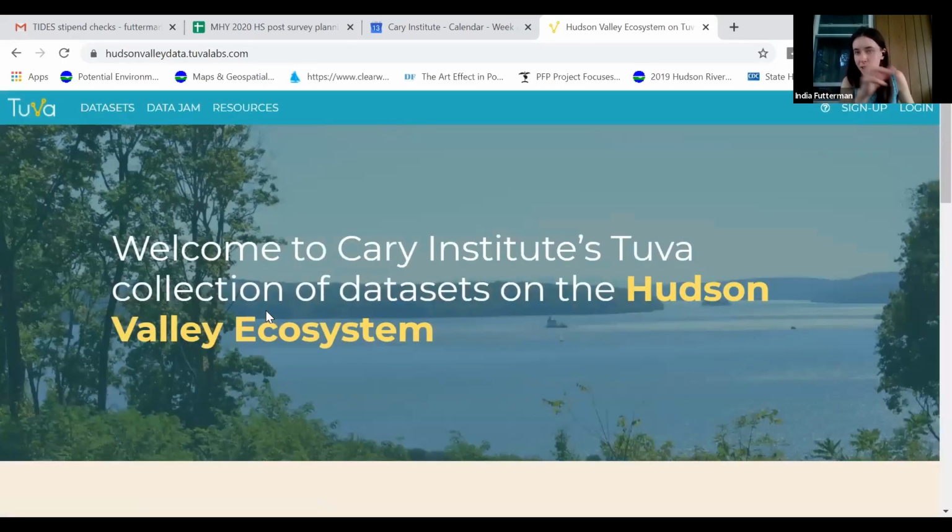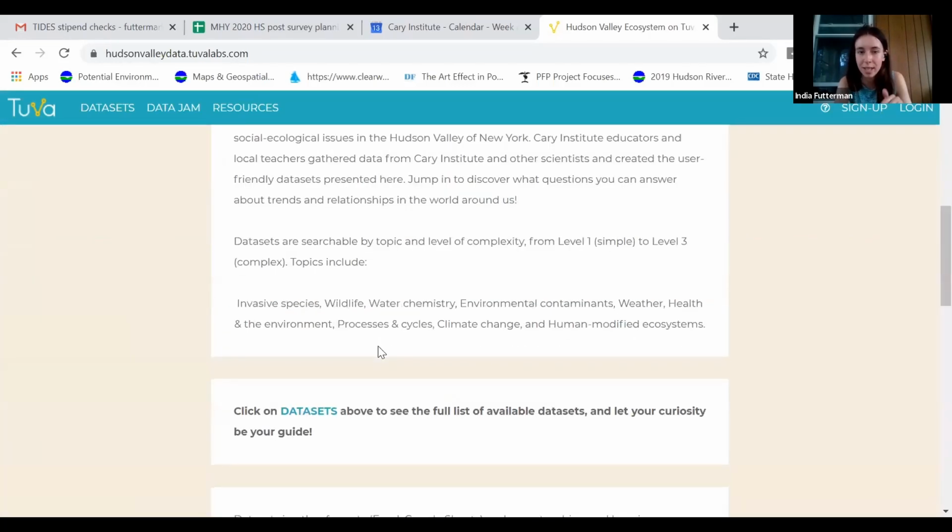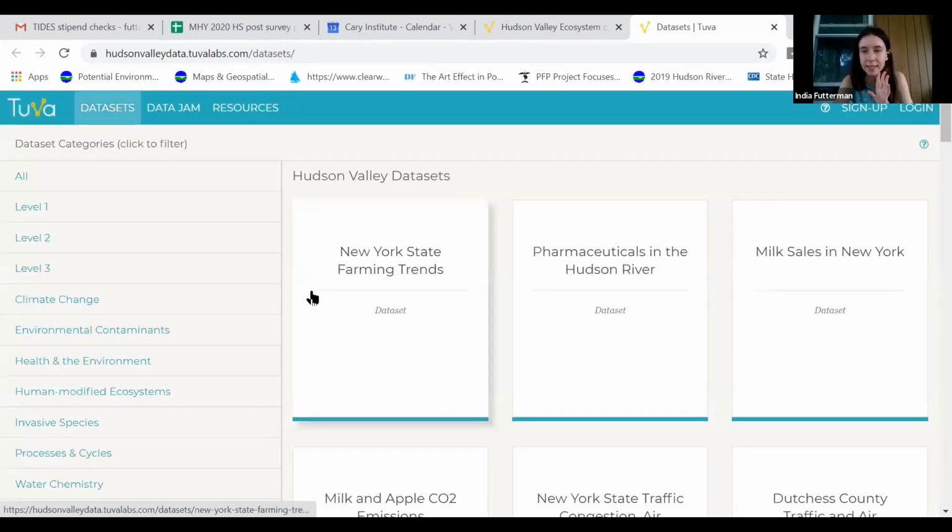To get a Tuba account costs money, but to actually use Tuba is free. But if you were to upload your own data sets, you'd have to upgrade. But anyway, all of our data sets that I just showed you on the website are also on Tuba.